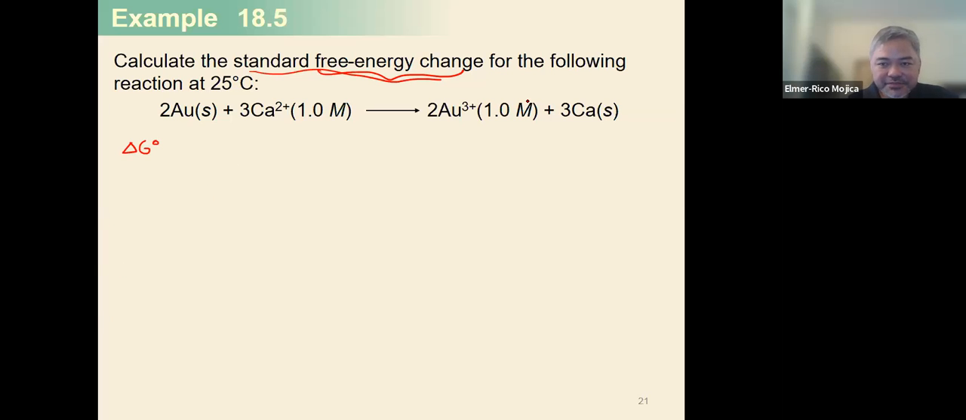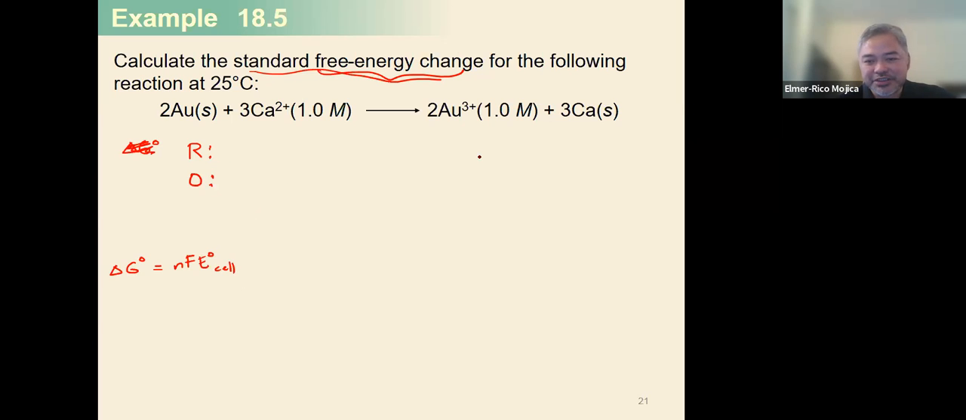So again, we're going to use here an equation. And that equation is this: delta G standard equals negative NF times E standard cell. Now, which one is reduced and which one is oxidized? So I'm going to make a roll call, so everyone will be able to have their chance or be awake. Jada, which one is reduced and which one is oxidized?